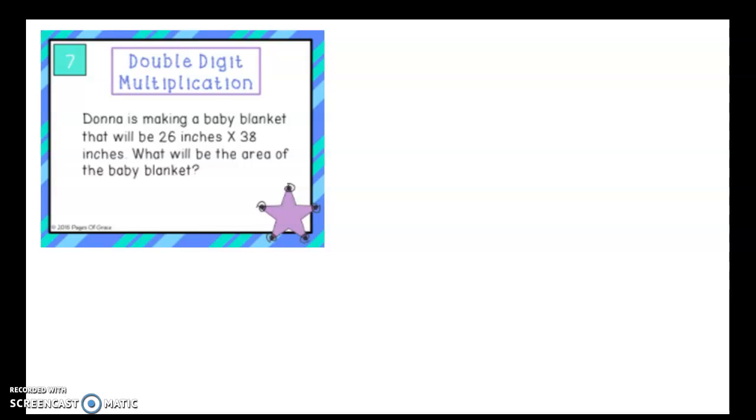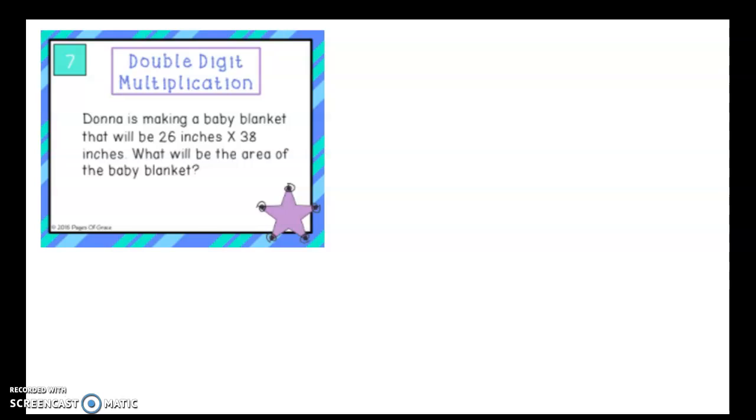We've done area models, but anytime you see the word area in a problem, or square inches, or square feet, anything with that word square in it, that means you're counting the squares, all right? But we know with these bigger numbers, you can't count the squares, so we're going to use a different strategy. So this one says that Donna is making a baby blanket that will be 26 inches times 38 inches, okay? Those are the dimensions, the length and the width of the blanket. What will be the area of the baby blanket?